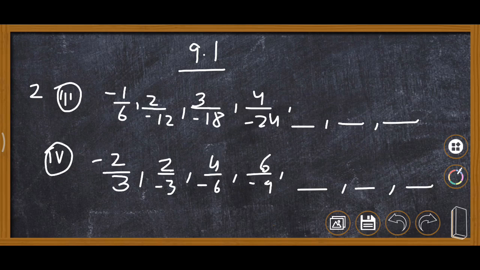This is the third part. Here you can see the minus sign is there on the denominators and the numerator is plus 1, 2, 3, 4, 5. Here will be 6, here 7, and the denominator is the table of 6. So it will be minus 30, minus 36, and minus 42.